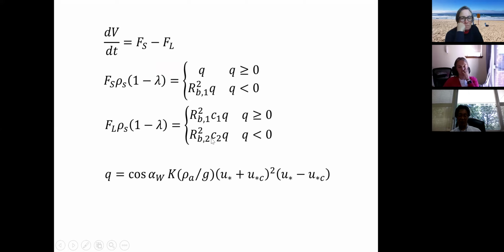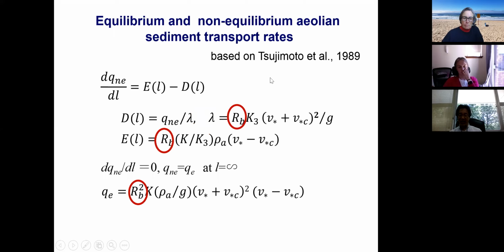And here is a summation of how to estimate the volume change. The aeolian sediment transport rate was assumed to be proportional to the square of the ratio of the bare area. This is based on the study of Tsujimoto et al. for the non-equilibrium sediment transport rate.